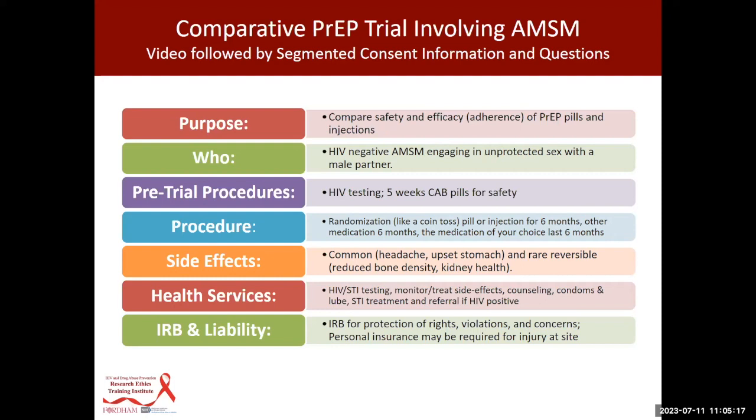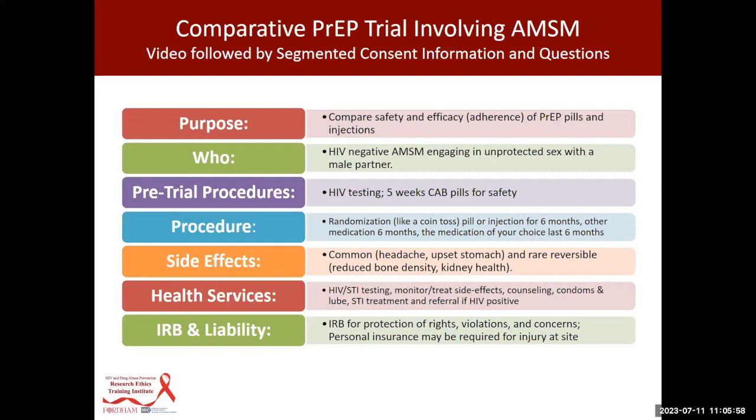Then the procedure was also quite complicated because it was a within-subjects randomized trial. So you take the PrEP pills, then you take the CAB, then you take them together, and it was all quite complicated. And then there were the side effects, which were quite mild: headache, upset stomach. But there were rare reversible side effects of PrEP, which are reduced bone density and kidney health. Once again, these are reversible, and you had to keep going for testing.